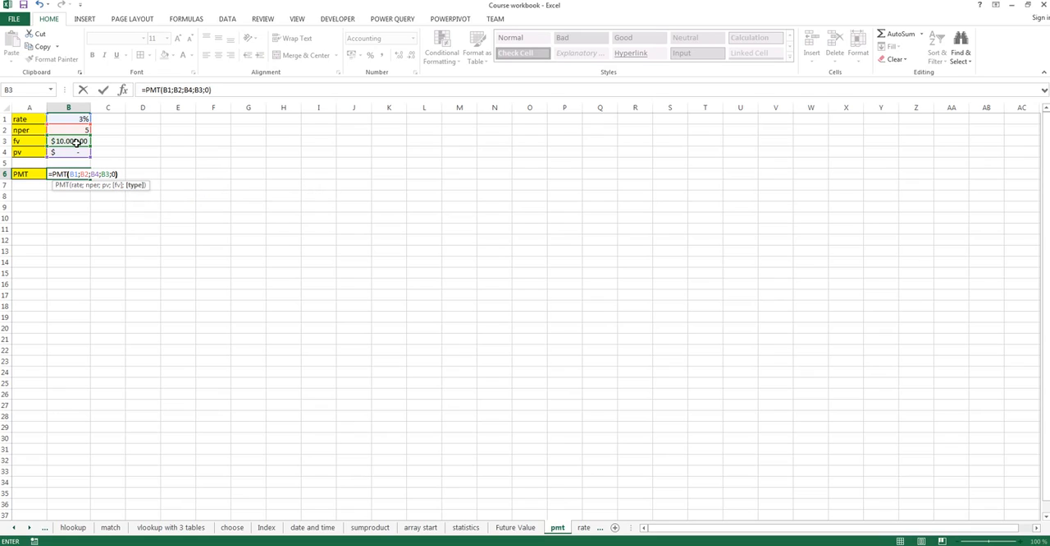If we close the parenthesis, then we get a value of minus $1,883.55, which just means with the minus sign again that we have to pay this to the bank into our account to get 10,000 at the end of the period, right, of those 5 years.